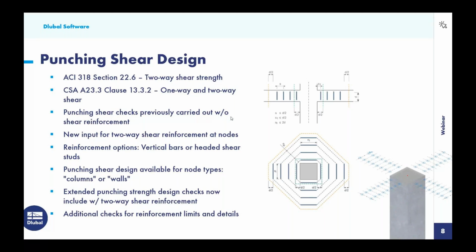What we'll see now in our design check details within the concrete design add-on is that we have extended the punching strength design checks, so that not only are we going to calculate without the shear reinforcement, but we'll see the additional calculation now if we define that reinforcement, with the reinforcement considered directly. We also have additional checks for the reinforcement limits and the details.